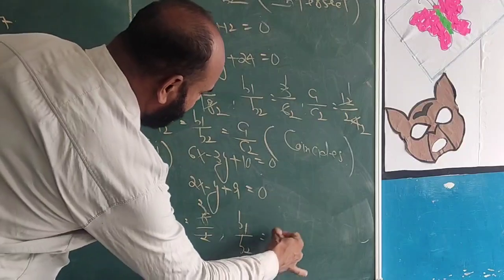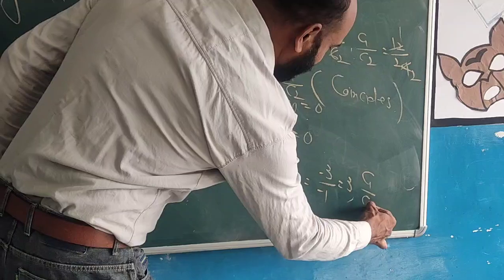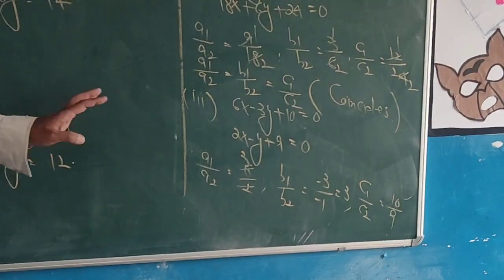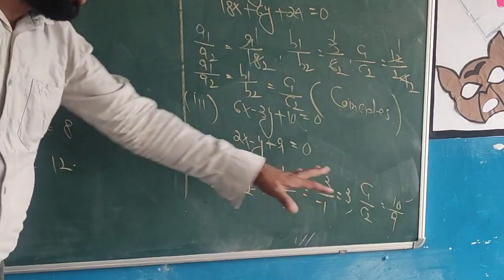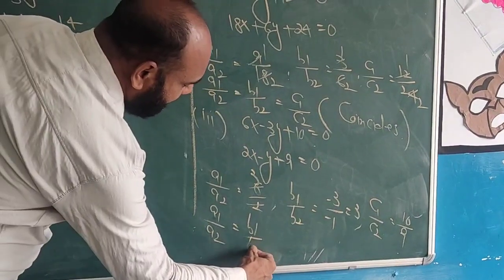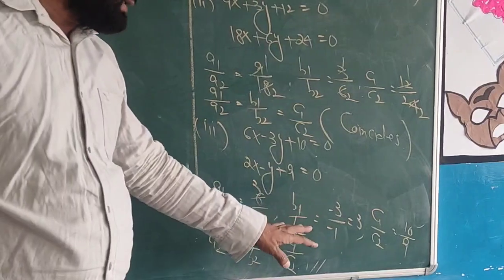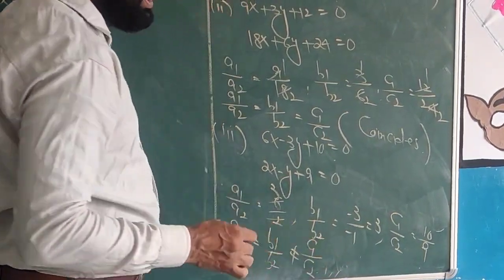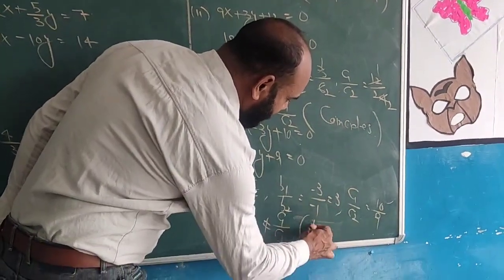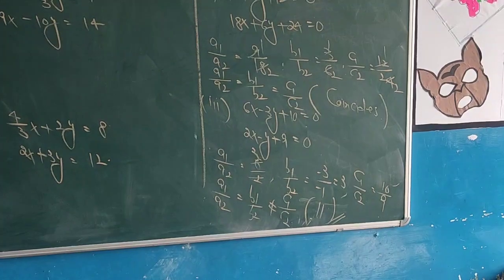B1 upon B2, this is minus 3 upon minus 1, which is also equal to 3. So we find C1 upon C2, and this is 10 upon 9. Here we check A1 upon A2 equals B1 upon B2 but is not equal to C1 upon C2. So in this condition, when the first two ratios are equal and the third is not equal, the system of given equations has no solution and the lines are parallel. So here the lines are parallel. So this question is completed.